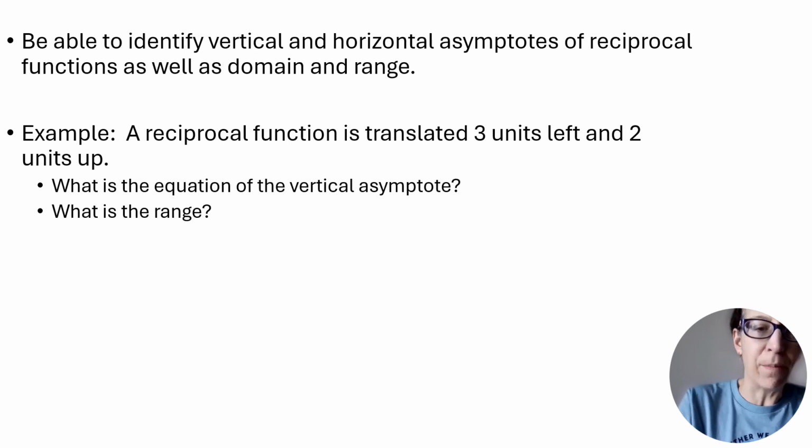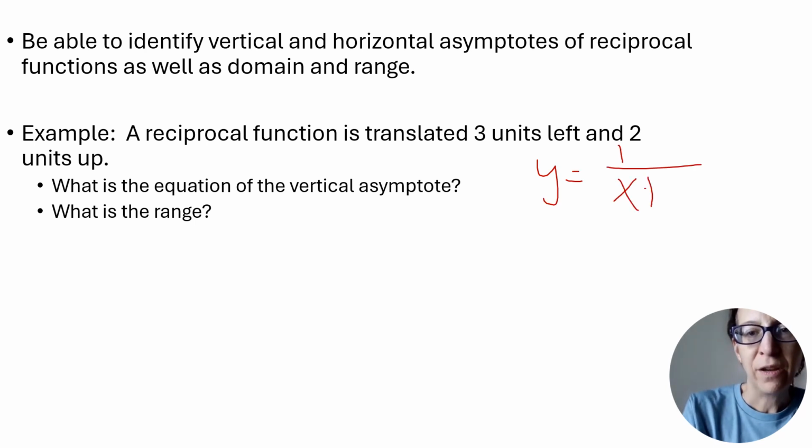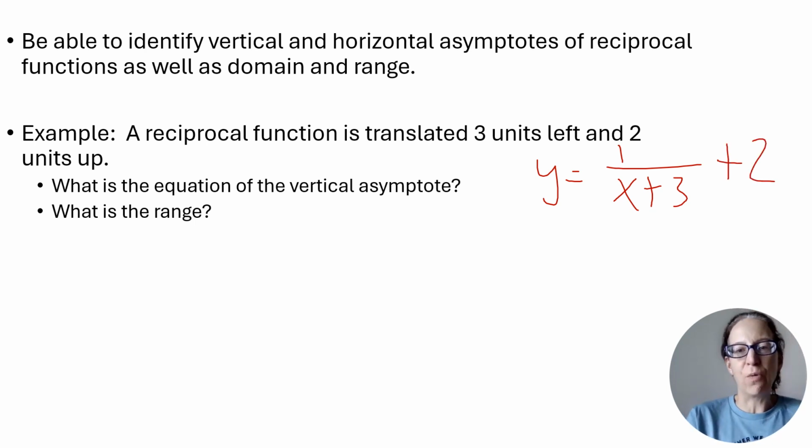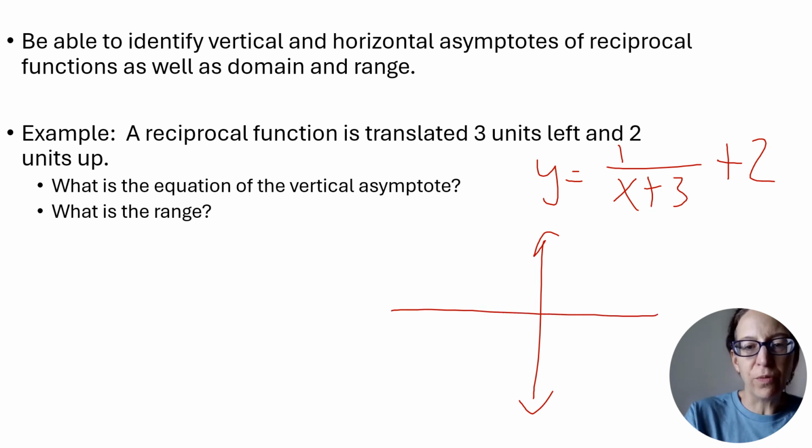You can do this any number of ways, but for our purposes, we'll just say to make something go 3 units left, we would add 3 in the denominator, and 2 units up means it would go up 2. And so now, do I know whether it is flipped or stretched? We didn't really say. I'm going to assume no. If they wanted a flip or a stretch, we would have said so. And so that should work. 3 units left and up 2. And so we're going to go 3 units left and up 2. And there's our graph, would be right here.